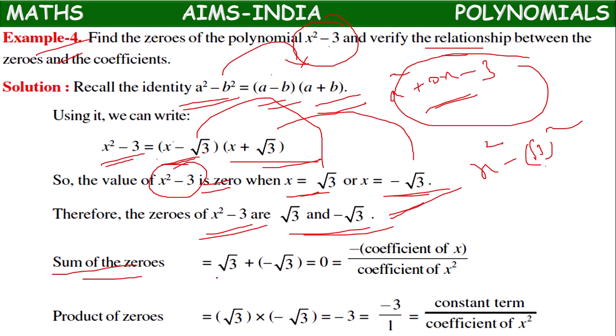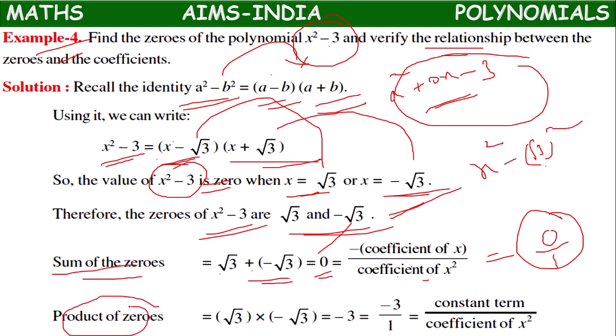What is sum of zeros? Root 3 plus minus root 3, 0. Means minus coefficient of x by coefficient of x square. Here there is no x, so x coefficient will be 0. Coefficient of x square 1. 0 by 1 is 0. Hence the relationship proved.